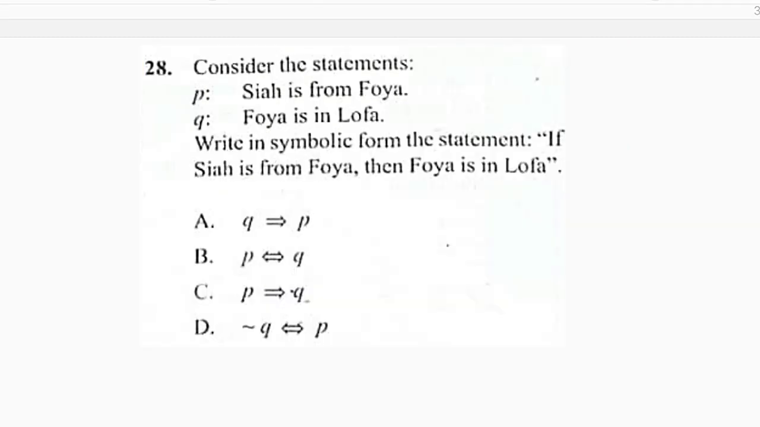All right, here is question number 28. The question reads, consider the statements. You see we are given two statements here, P and Q. P stands for the statement, Saya is from foyer. Q stands for foyer is in loafer. Write a symbolic form of the statement. If Saya is from foyer, then foyer is in loafer. This is nothing but an if-then statement, because you can see if-then.